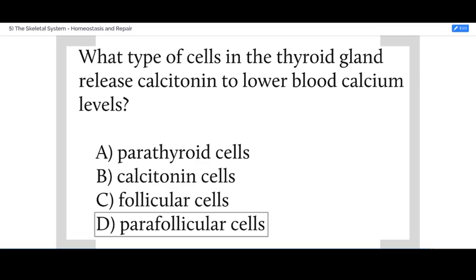It's important, however, not to confuse parafollicular cells of the thyroid gland with cells of the parathyroid gland. They both use para, obviously, but they're referring to two different populations of cells in two different glands.